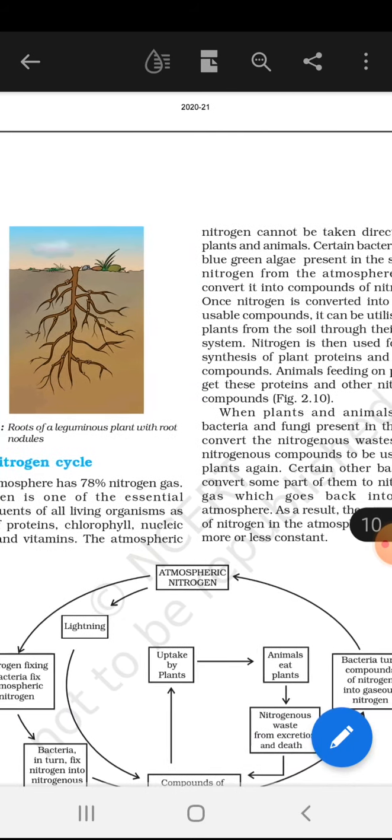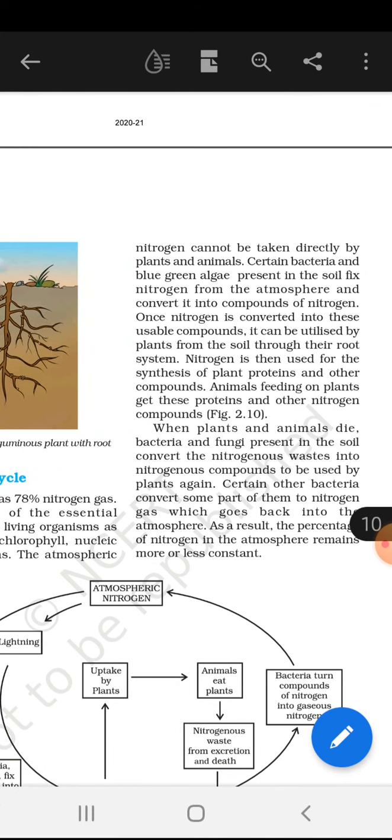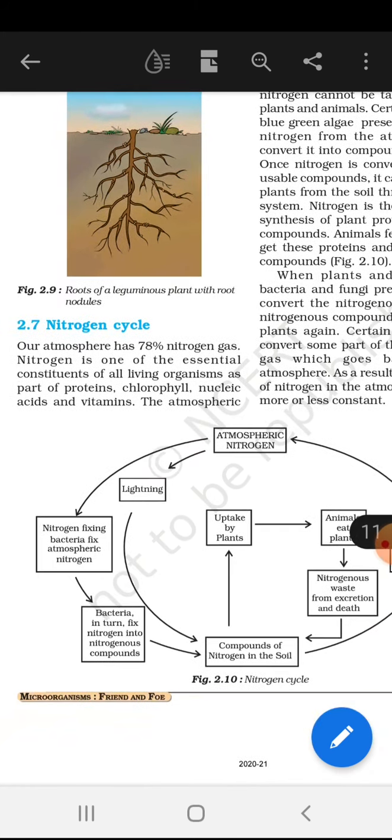Certain bacteria and blue-green algae present in the soil fix nitrogen from the atmosphere and convert it into compounds of nitrogen. Once nitrogen is converted into these compounds, it can be utilized by the plant from the soil through its root system. Nitrogen is then used for the synthesis of plant proteins and other compounds. As I told you, nitrogen is the main constituent of all living organisms. It is present in protein, chlorophyll, nucleic acids and vitamins.